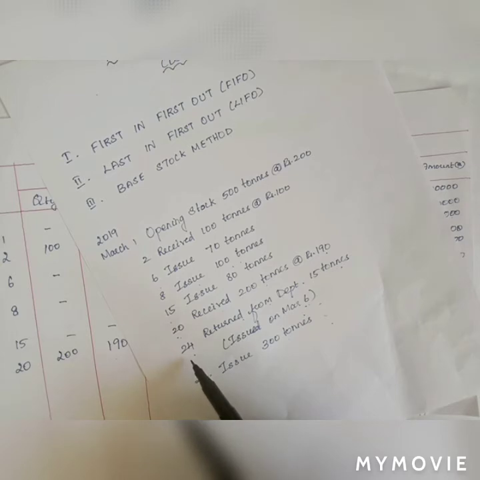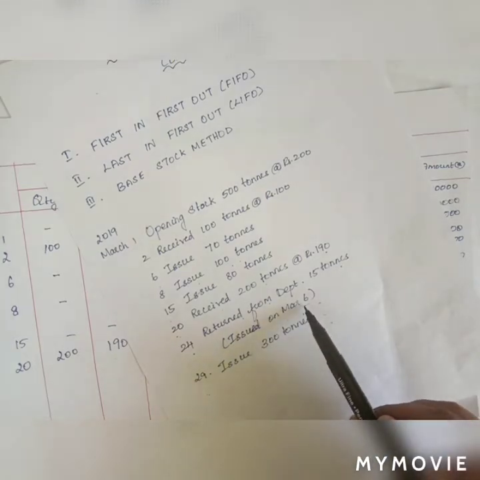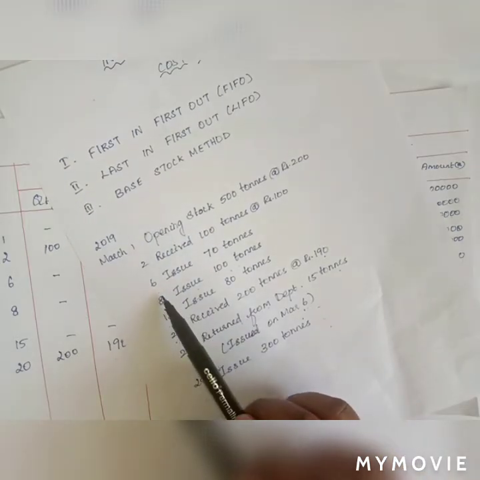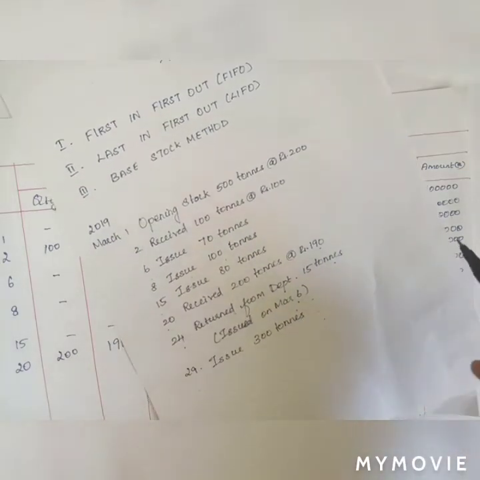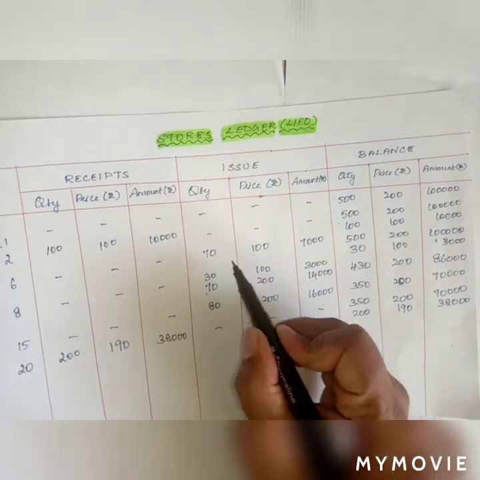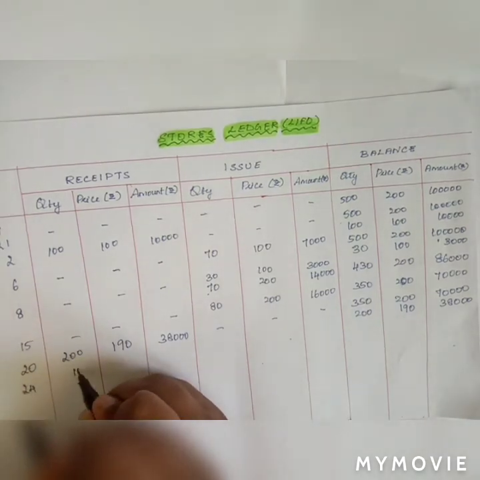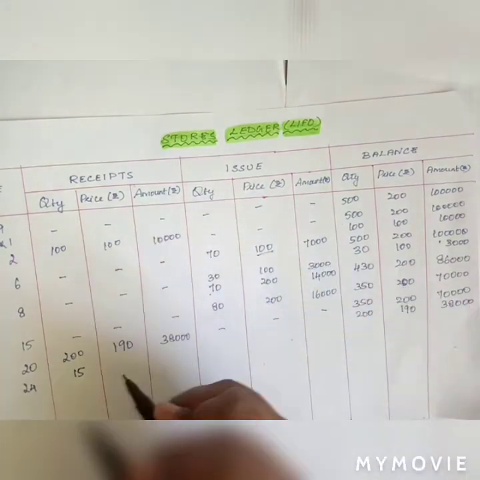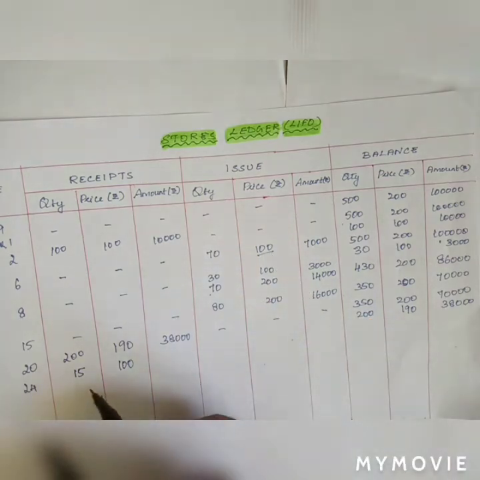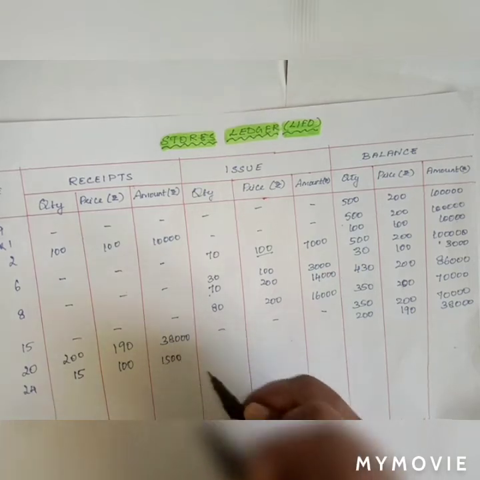After 20th, on 24th, there is a return from the department of 15 tons, which has been issued on March 6th. So we have to refer to March 6th, at what rate we have issued. On March 6th, we have issued 70 tons, out of which 15 tons has been returned. You can see on March 6th, we have issued 70 tons at 100 rupees each. So that has been received back, out of which 15 units has been received back. So we will take this rate. The units which were issued at 100 rupees each are being returned, so therefore we are taking that rate. So 15 tons has been returned back.